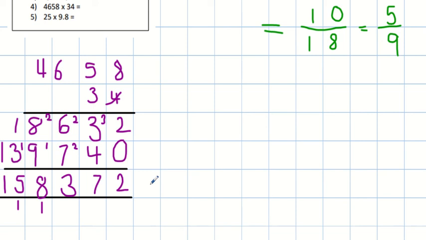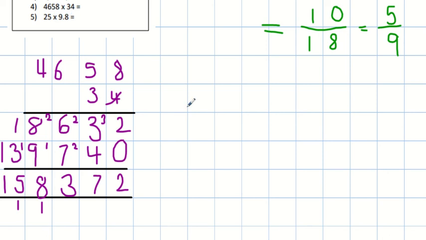158,372. If you know you've made a calculation error, please pause the video now, review your learning, do any editing or correcting that you need to do. Okay, number 5 then is 25 multiplied by 9.8.